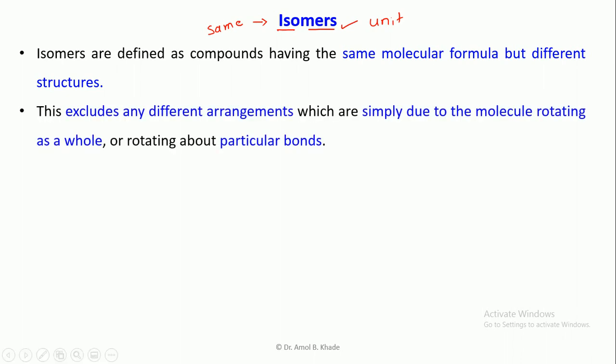This definition clearly says the compounds have the same molecular formula but they differ in their structures. So this excludes any different arrangement which is simply due to the molecule rotating as a whole or rotating about a particular bond. So what does it mean?